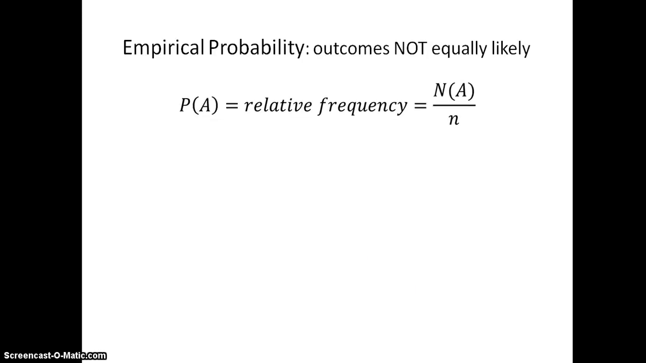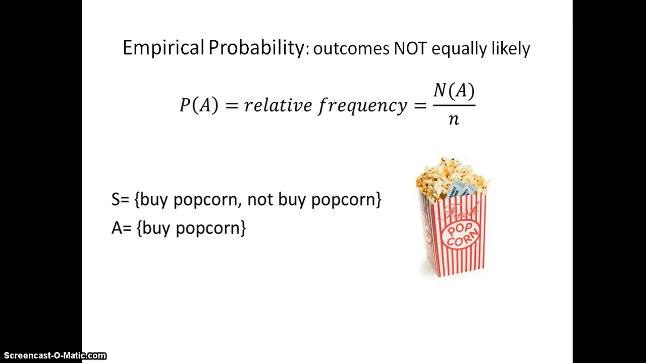Now, when we don't have equally likely outcomes, we cannot do this. In that case, we often use what's called empirical probability. And we base our probability of an event A on the relative frequency with which event A occurs. So, for instance, if we're looking at moviegoers and whether or not they buy popcorn, our sample space is going to consist of a set where they either buy popcorn or they don't buy popcorn.